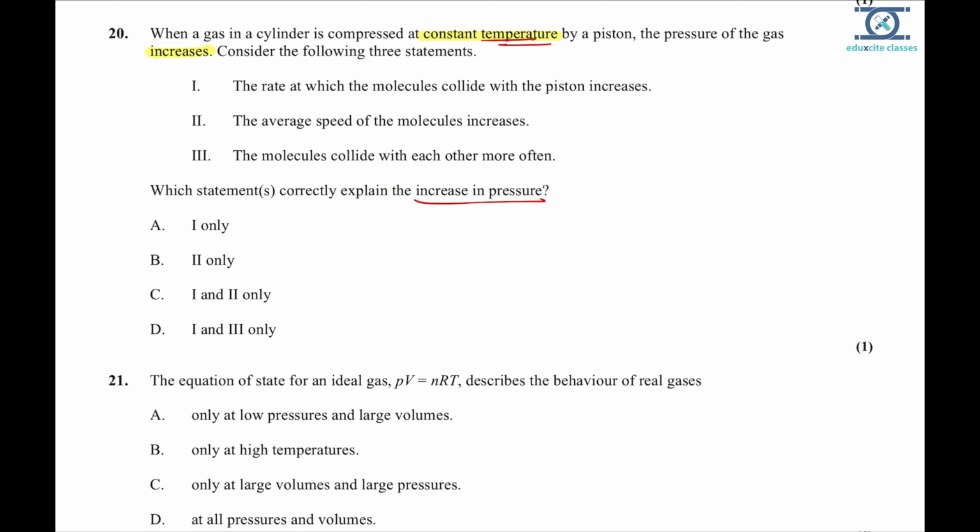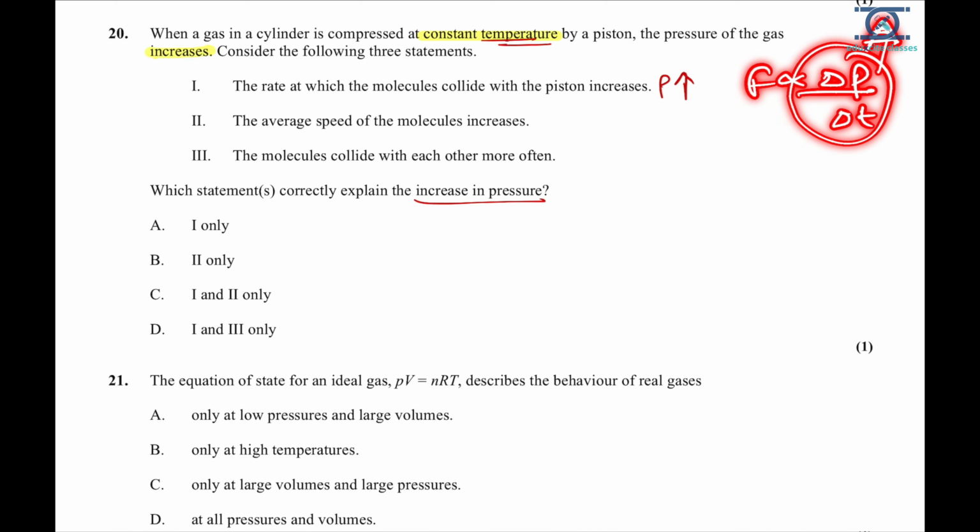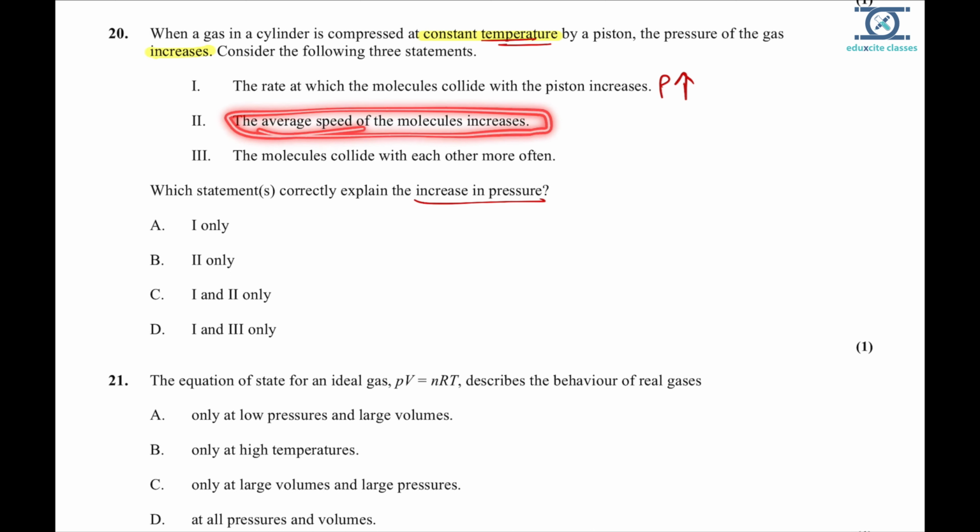If the rate of molecular collisions with the piston increases, definitely the pressure is going to increase, because pressure is force per unit area. If the collisions happen more often, the rate of change of momentum is greater. Force is directly proportional to change in momentum over time. So if the collisions increase, the change in momentum increases, as a result force increases, and as a result pressure increases. So option 1 supports the statement. Average speed of the molecules increases? No, because it is at a constant temperature, so there will be no increase in the average speed. The molecules collide with each other more often.